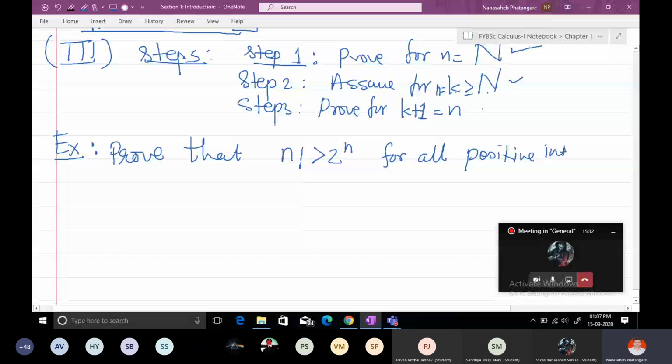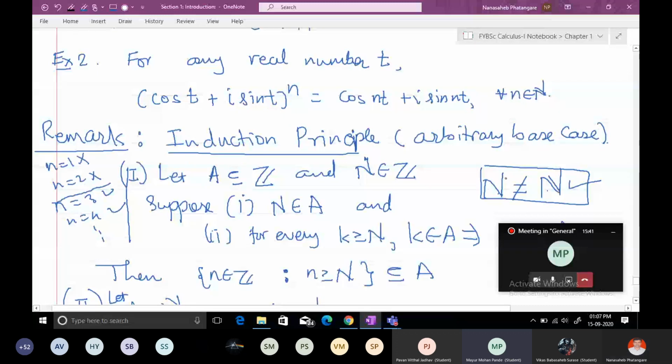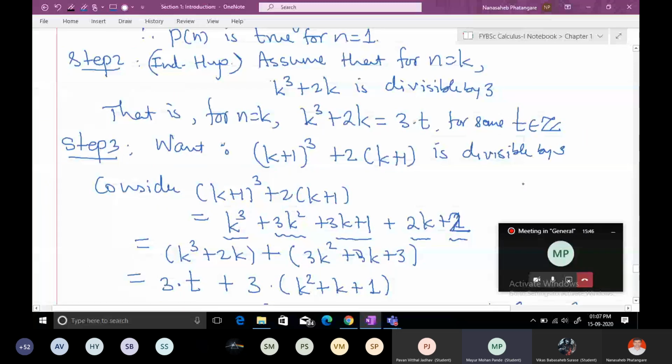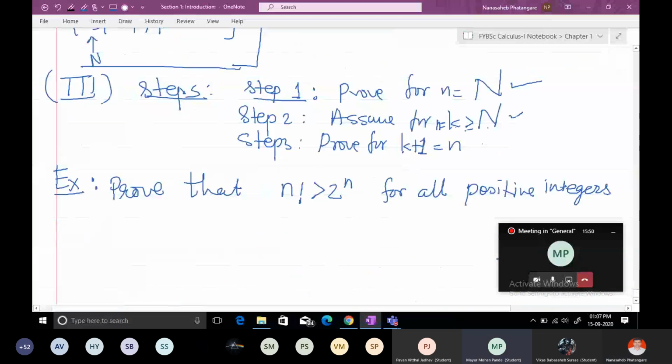Excuse me, sir. Yes. Yesterday's homework, the first one: 3 raised to n is greater than n square for all n belonging to the natural numbers. Can you explain that sum again? Step 3, only step 3.